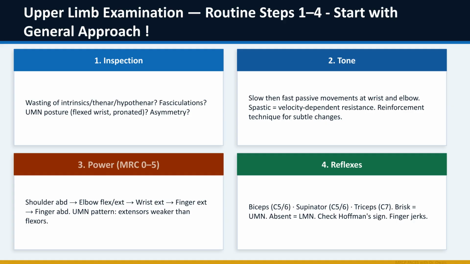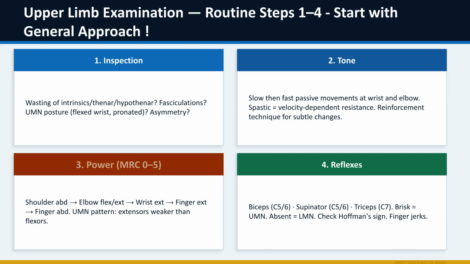For radial nerve, you will find wrist drop, finger extension weak. Lastly, for ulnar nerve, you will find weakness in small muscles of hand and finger abduction. Always test both sides and compare. Say, is this the same on the other side? Even subtle asymmetry is meaningful.